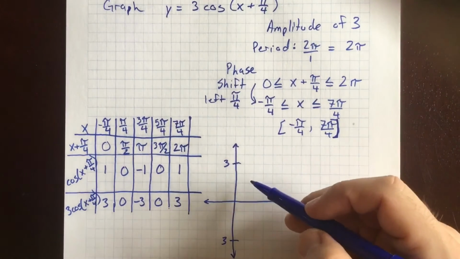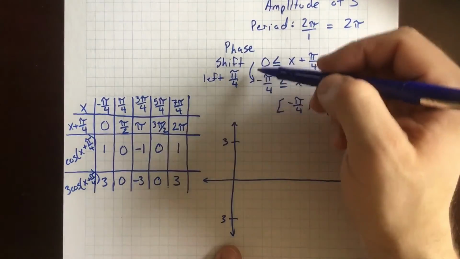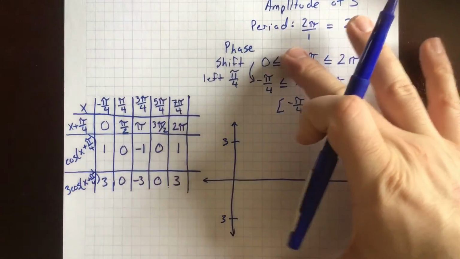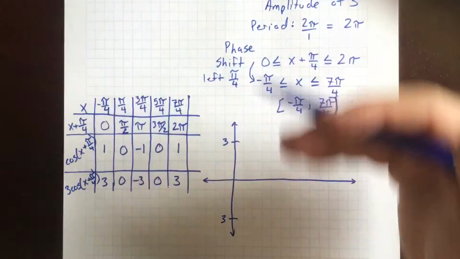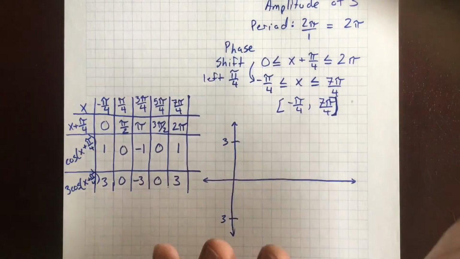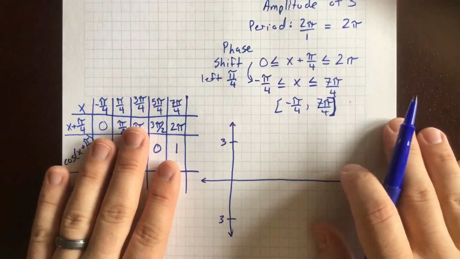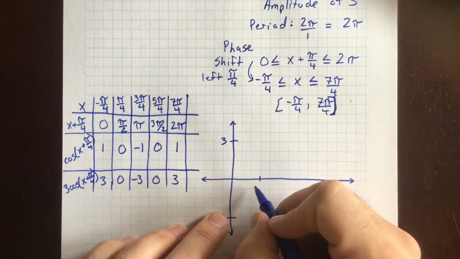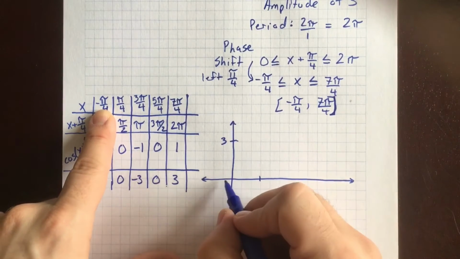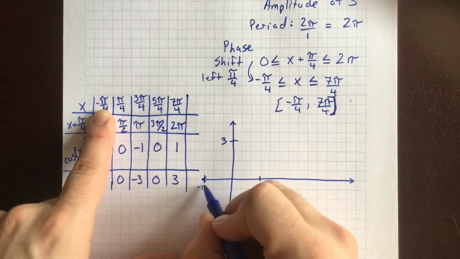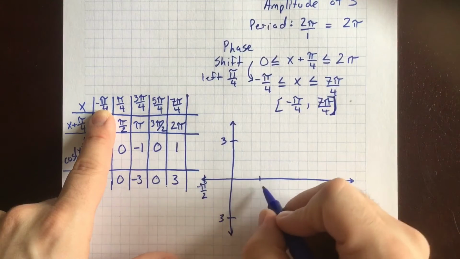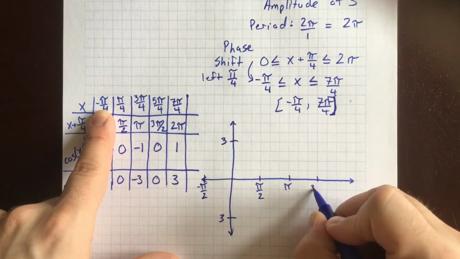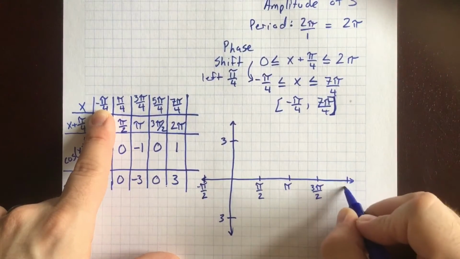Otherwise, if we kept everything to scale, I'll be going up 12, just for 3. That would give you really an idea of how much taller this is compared to the original cosine graph. So we have a negative. So I'm going to have to go to negative pi over 2, positive pi over 2, and then pi, 3 pi over 2, and 2 pi.